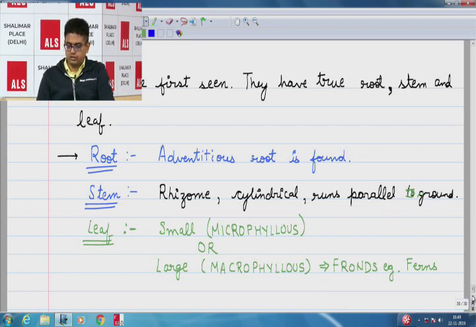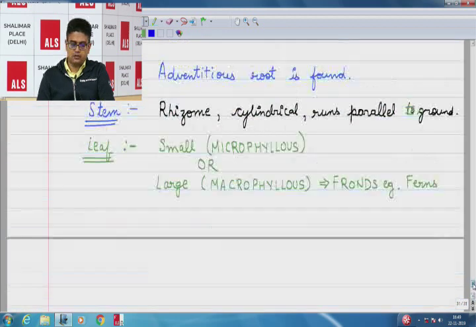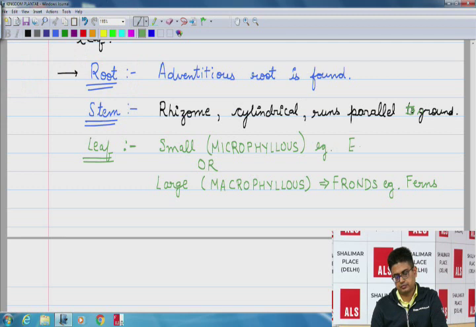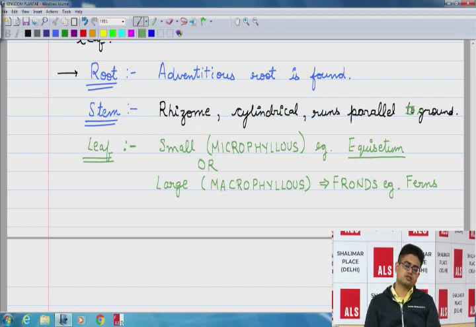Alright, so let's continue. Small microphyllous leaf example is Equisetum. Example of fern is Dryopteris. Okay, and Dryopteris, Pteris, Pteridium. Lots of ferns are there. Ferns are very common.